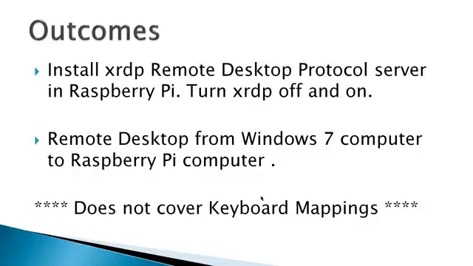This video does not cover keyboard mappings. Basically, what keyboard mappings refers to is that you have to have the same keyboard settings or keyboard mappings on both your Windows machine and your Raspberry Pi machines. Otherwise, when you type one key on one machine, it may not be understood on the second machine.